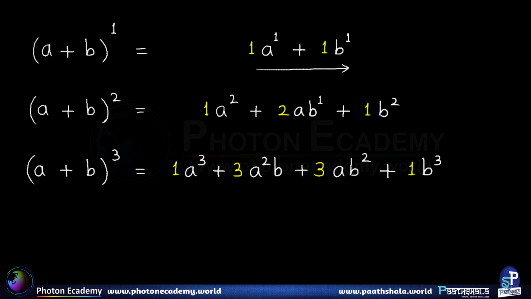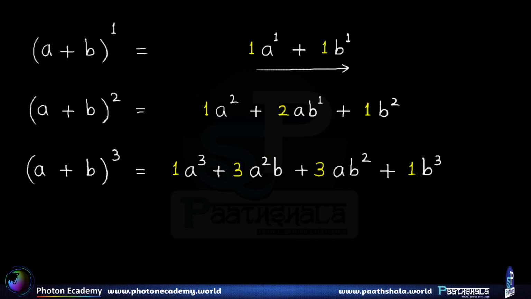And the same thing you can observe is happening in the expansion of the cube of A plus B also. So that is the first important observation. The second observation is about the coefficients. If you see, the coefficients were 1 and 1 in the first case, then 1, 2, 1, and then 1, 3, 3, 1. Now let us think what these numbers are and whether we can find some pattern.